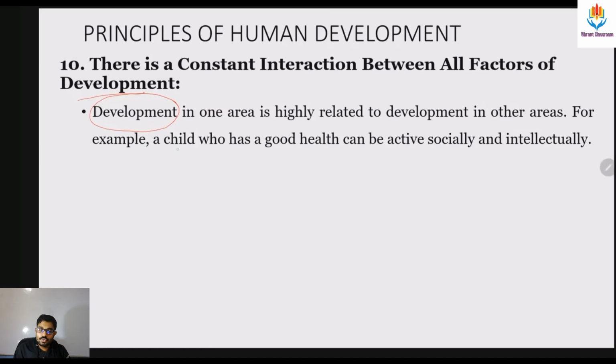For example, a child who has good health can be active socially and intellectually. If a child has good health, there is no disease, no anxiety or any emotional disorder. When an individual or a child is in a good healthy condition, at that time we find that individual is also active in the social process and also active in the intellectual process. So there is a constant interaction between all the factors of development.